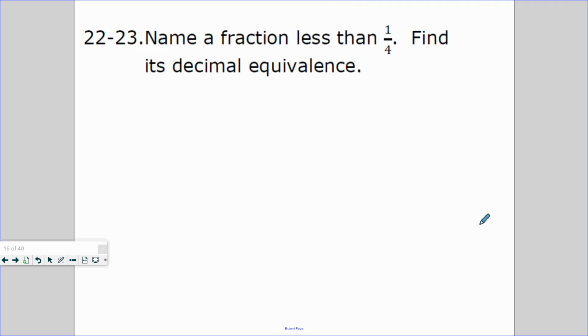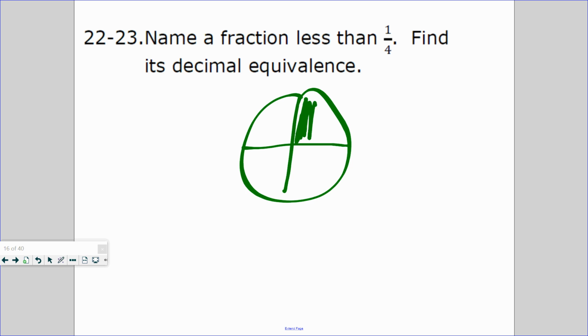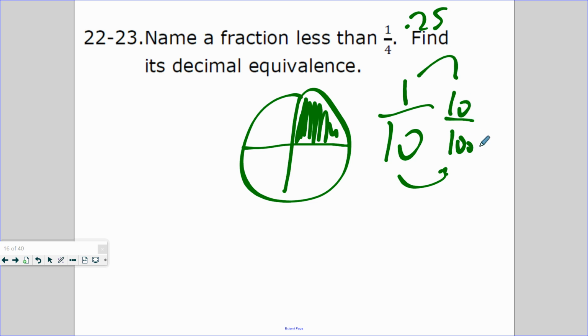Many ways. 22, 23, name a fraction less than 1/4. So here is a fraction circle. Let's say 1/10. Because 1/4 is 25%, the whole is 100%. A quarter, if it's $1, 1/4 of it is 25 cents. So 1/10 times 10 is 10 hundredths, which is less than 1/4.